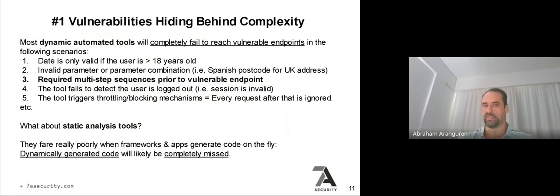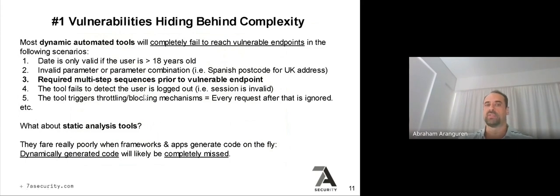An automated tool is blindly sending a lot of nonsense to the application, trying to find problems. Sometimes there are even required multi-step sequences prior to the vulnerable endpoint. Automated tools are really bad at stuff like this, like when you have to send 3 API requests until you reach the final endpoint where the vulnerability is. The whole point is, if you cannot reach the vulnerable endpoint as an automated tool, you are done. You will never find the vulnerability because you cannot even reach that functionality.